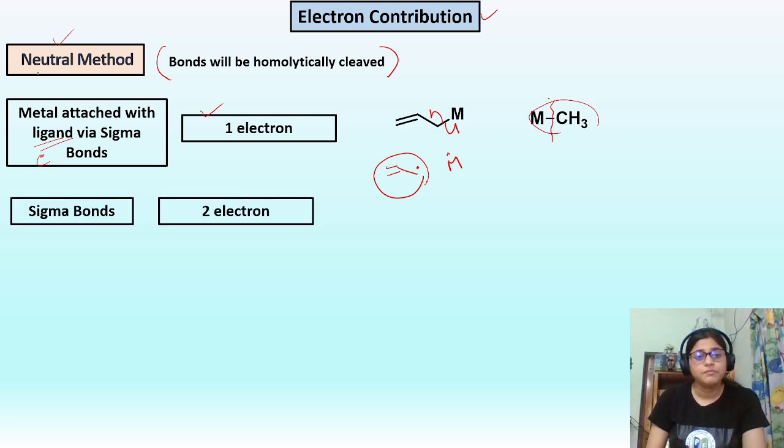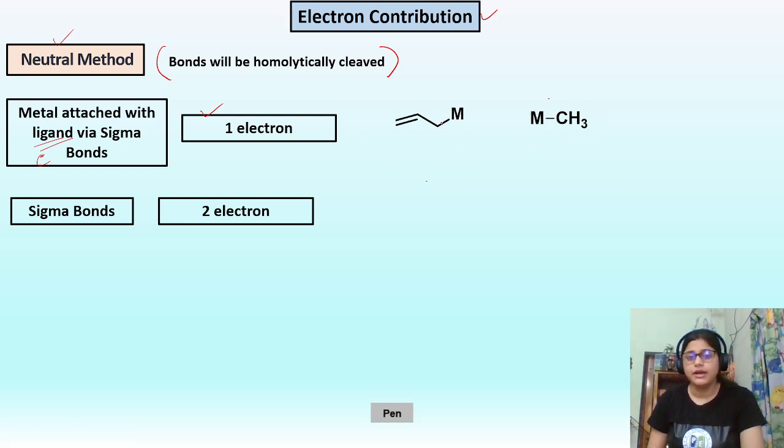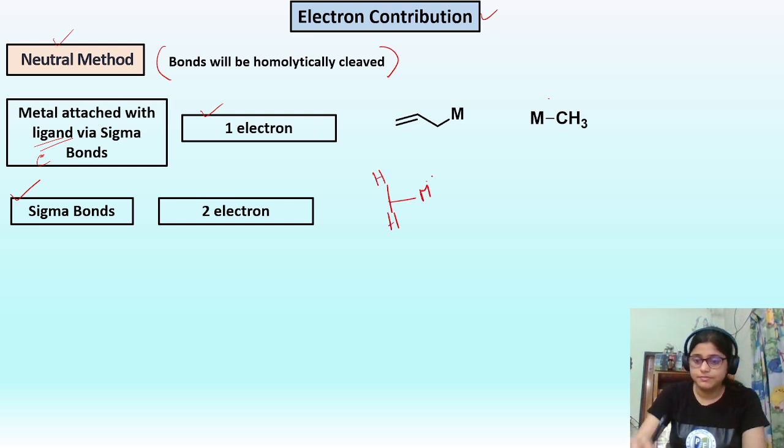Now, sigma bonds. I have written two electrons for sigma bonds, but these are also sigma bonds, right? Here metals are attached with the ligand through sigma bonds, that is a different thing, a general thing actually. Here specifically, sigma bonds are donating electrons, which means if we write it like this, like this.